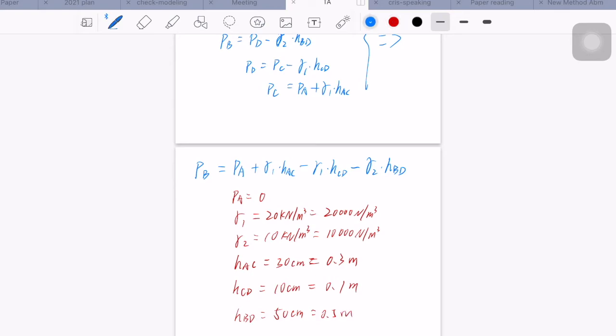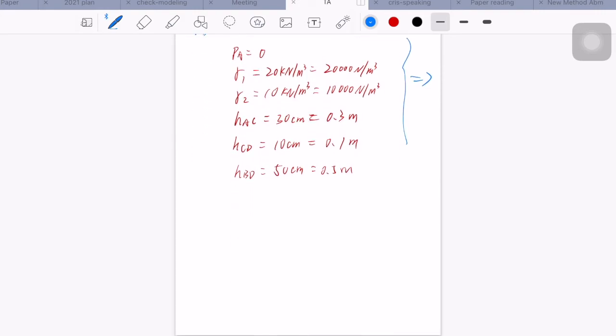And now we can get that PB should be equal to negative 1000 Pascal.